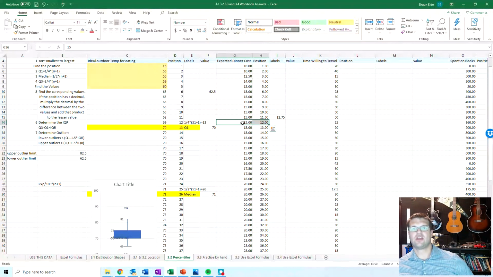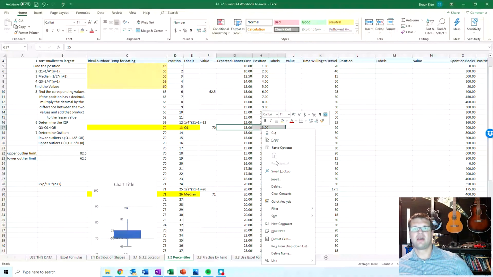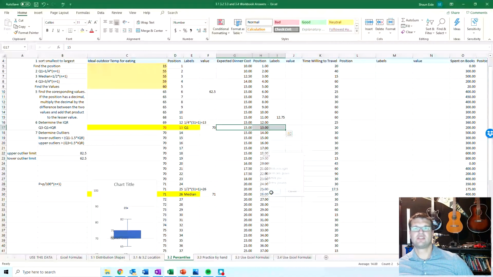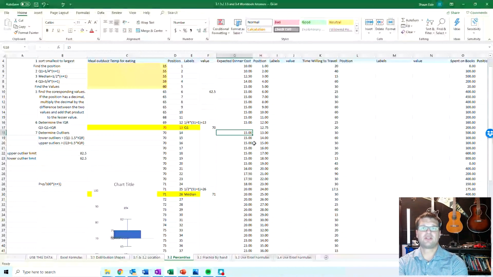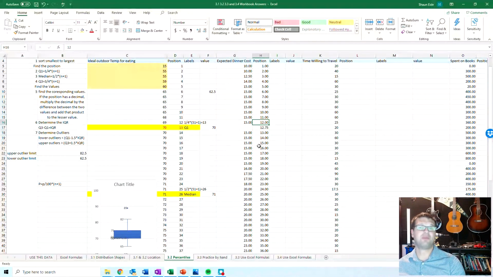So what we're going to do is we're actually going to put insert, shift cells down, and we're going to put 12.75 right here. So 12.75, what it's actually going to be is 0.75 of the difference between this value and this value. So in this case, this value is 15 and this value is 15. And so what is 0.75 of the difference? Well, it's actually the lower position plus 0.75 of the difference. Well, there is no difference between the two of them, so the actual value is 15.